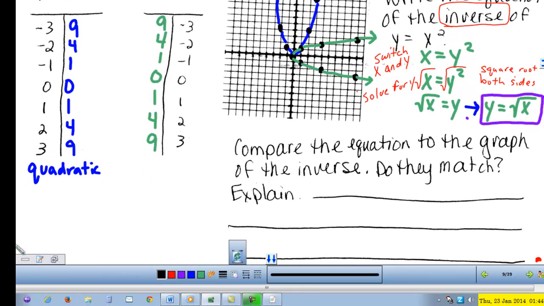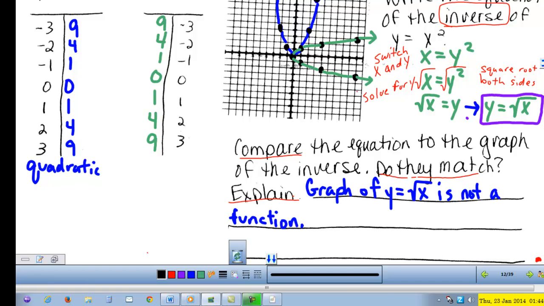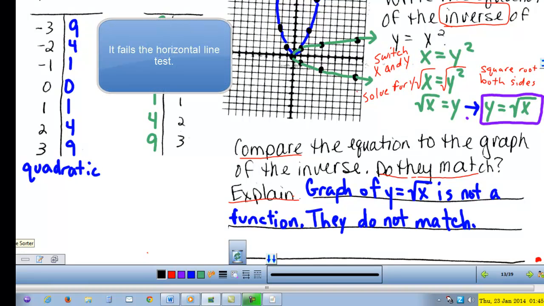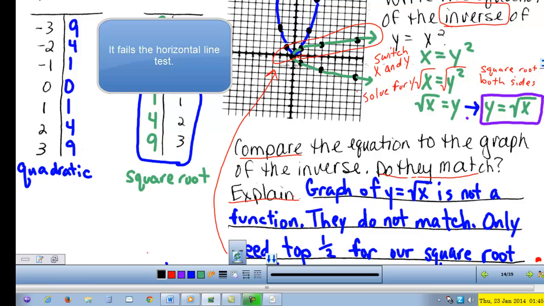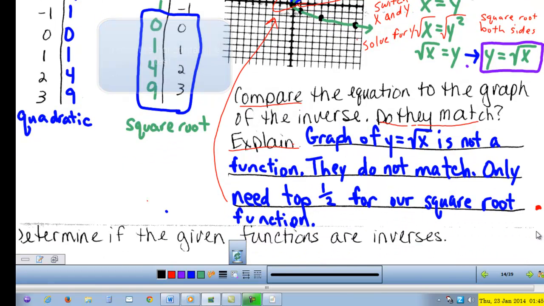Compare the equation to the graph of the inverse. Do they match? Explain. The graph of y equals the square root of x is not a function. They do not match. We only need the top 1/2 for our square root function.